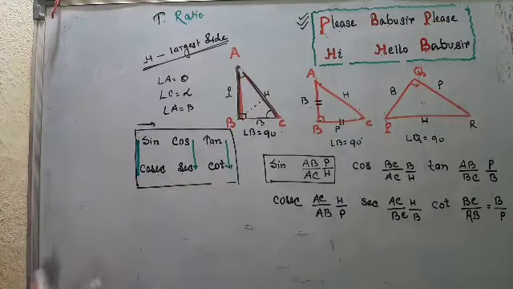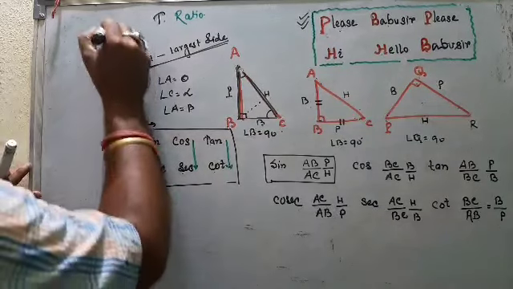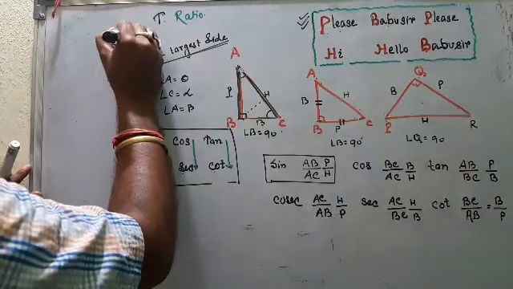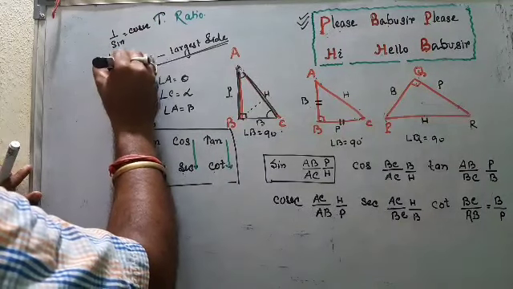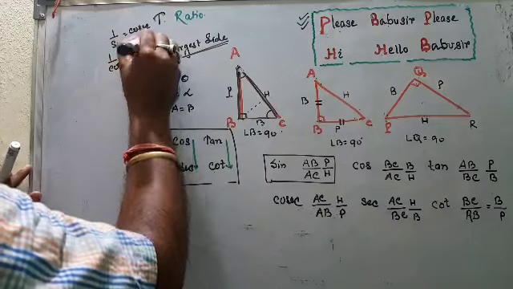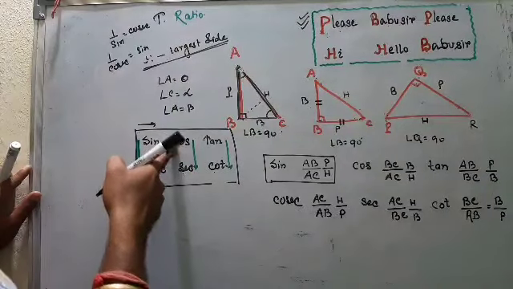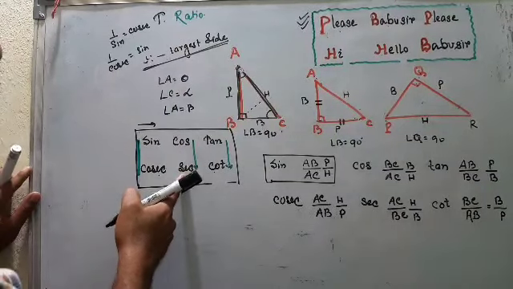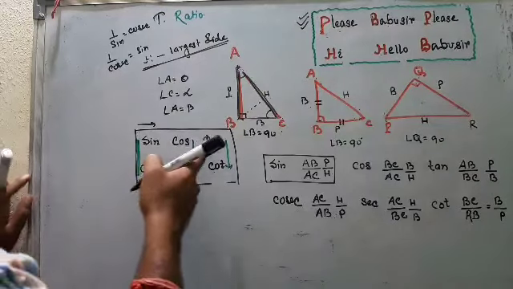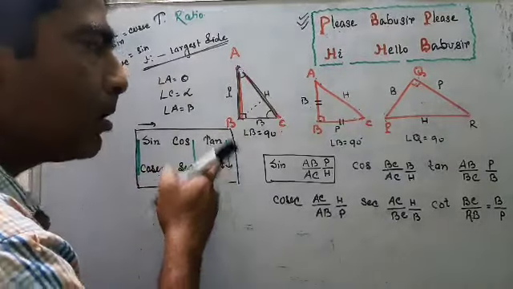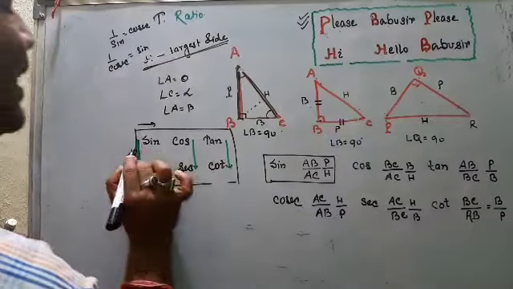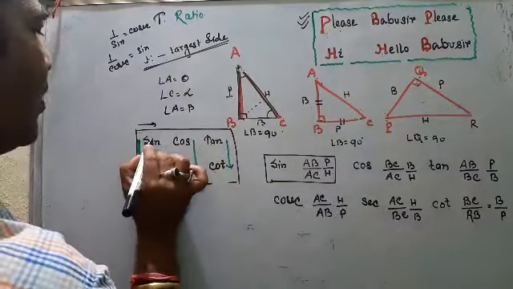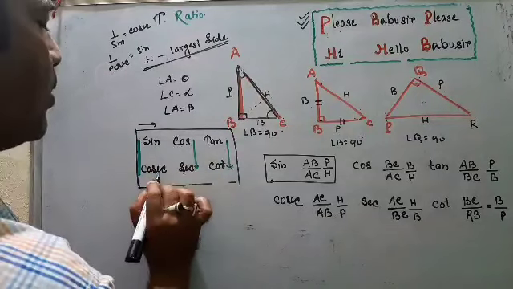Okay. So from here you can also say 1 by sine is equal to cosec and 1 by cosec is equal to sine. 1 by cos is equal to sec, 1 by sec is equal to cos. 1 by tan is equal to cot, 1 by cot is equal to tan. Again I tell you, that's why I write like this. I say that always write like this: sine, cos, tan, cosec, sec, cot.